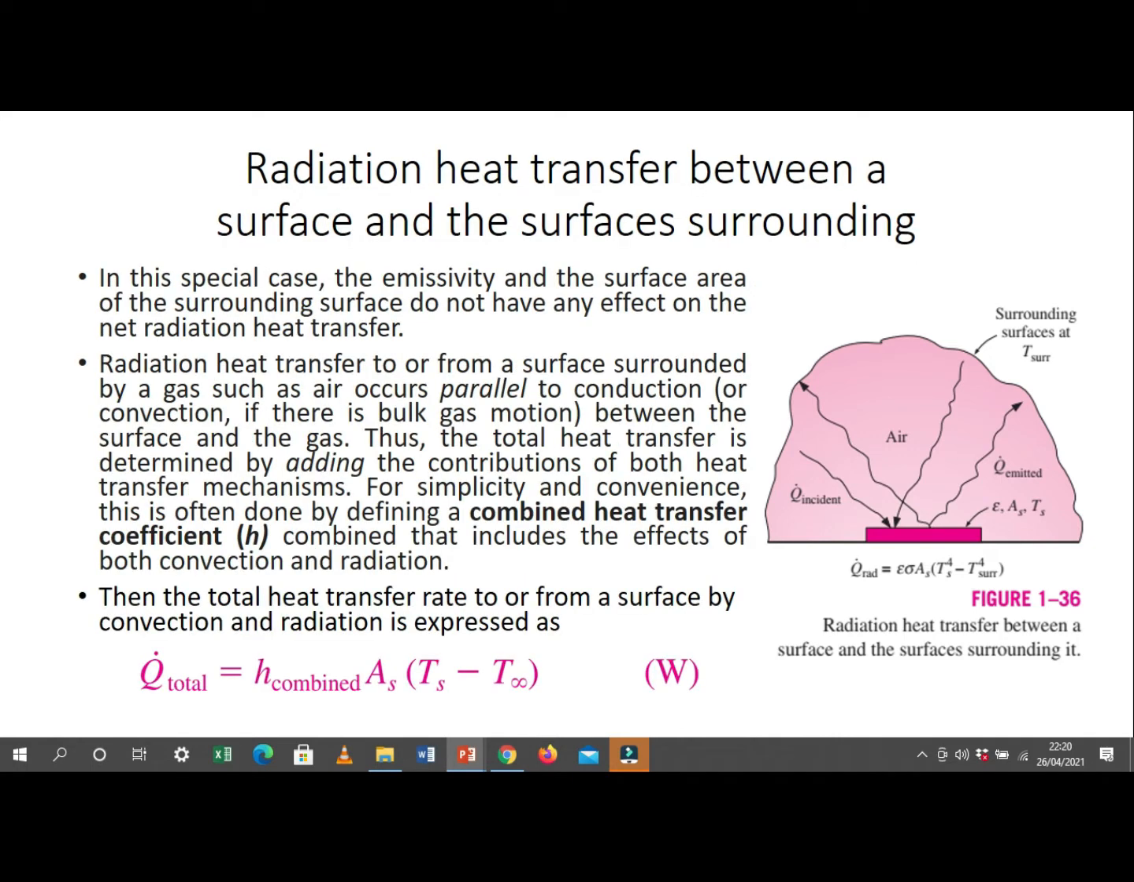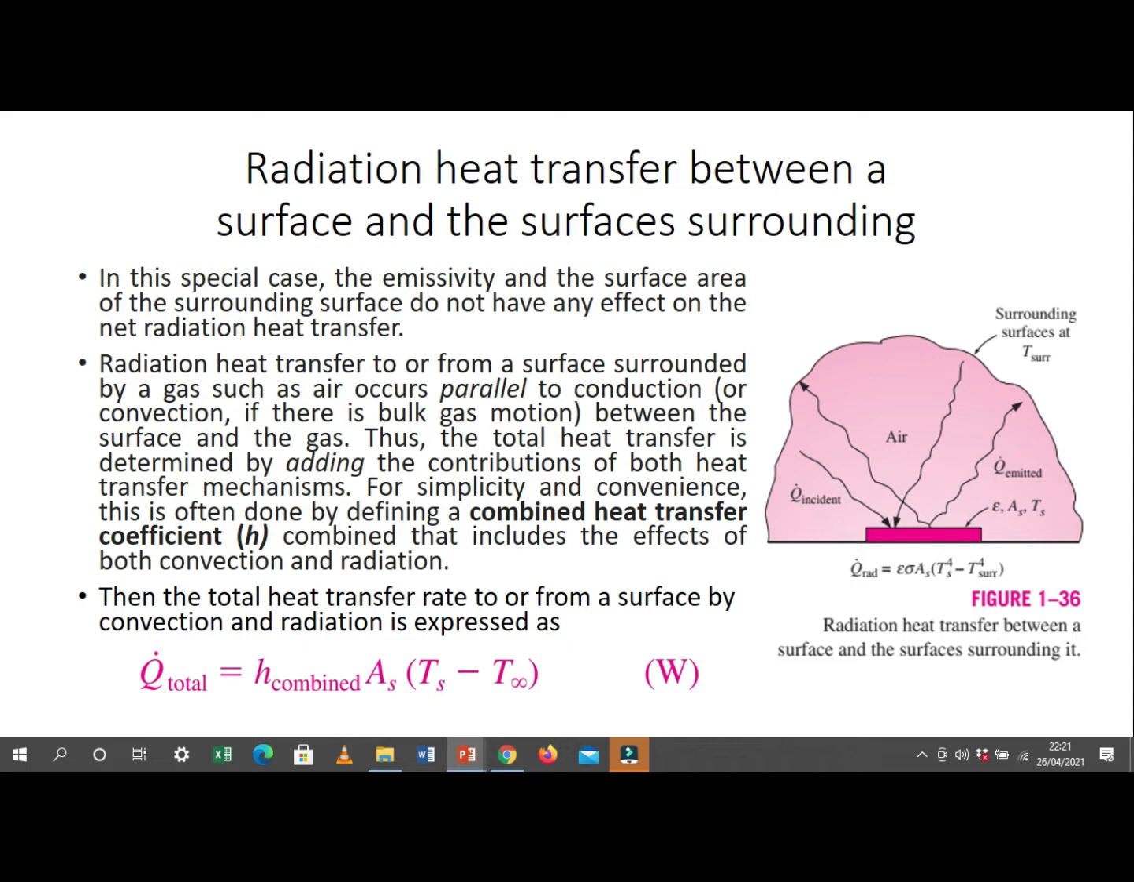So here, in this special case, the emissivity and the surface area of the surrounding surface do not have any effect on the net radiation heat transfer. The radiation heat transfer to or from a surface surrounded by a gas such as air occurs parallel to the conduction or convection if there is bulk motion of the gas. In the previous slide we neglected the bulk motion of the gas. Here we are considering the bulk motion of the gas between the surface and the gas. Thus the total heat transfer is determined by adding the contribution of both heat transfer mechanisms.